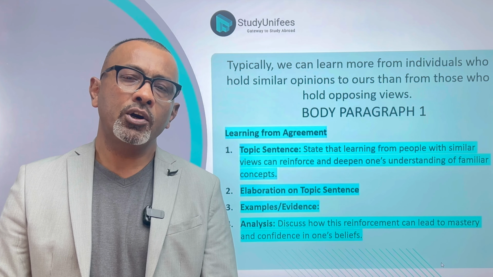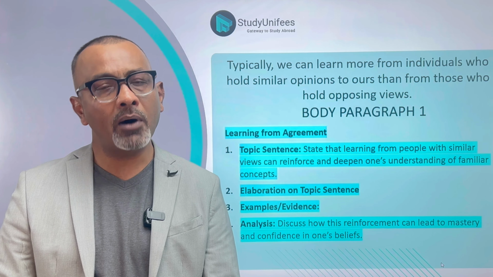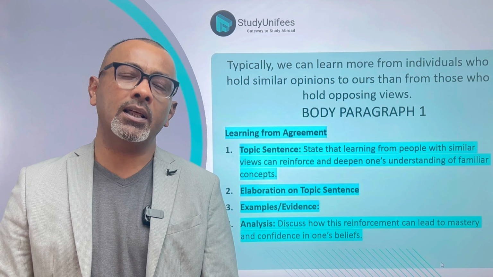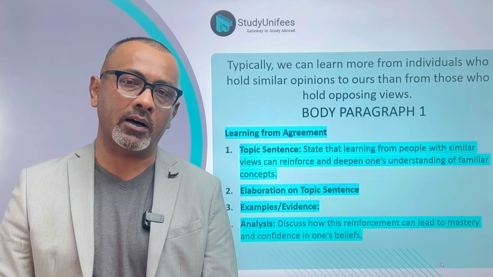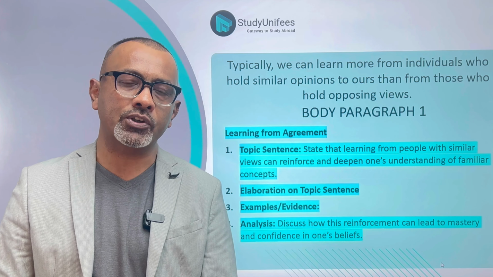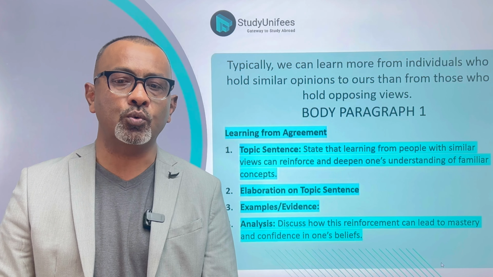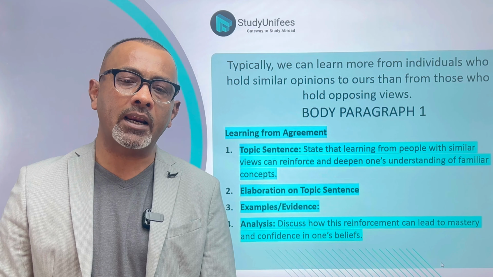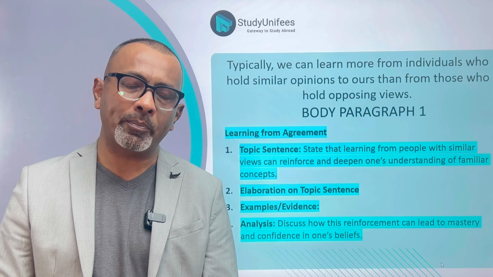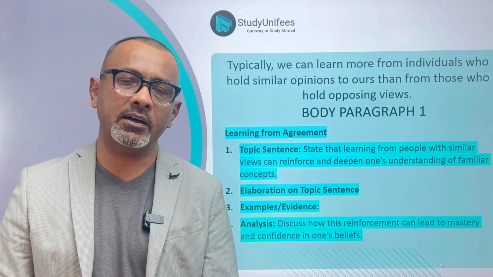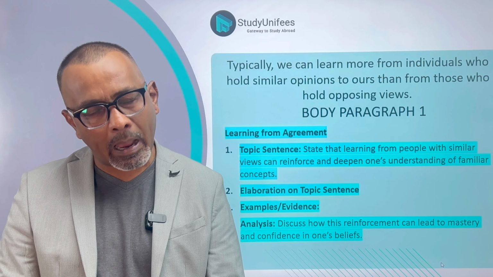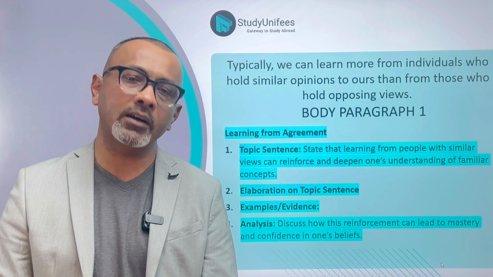The first body paragraph should be about the merits of one thing that has been contrasted. In this case, you can write the first body paragraph about learning from people that you agree with. The topic statement, that is the first sentence of this body paragraph, should state clearly that learning from people with same views as yours is beneficial too. It can deepen your understanding of concepts. After this, elaborate upon your topic sentence. Explain why you think it is true. If possible, provide examples and then wrap up the discussion that this paragraph engages in.